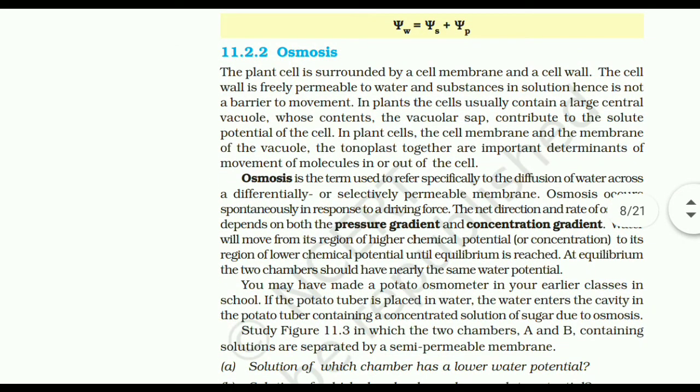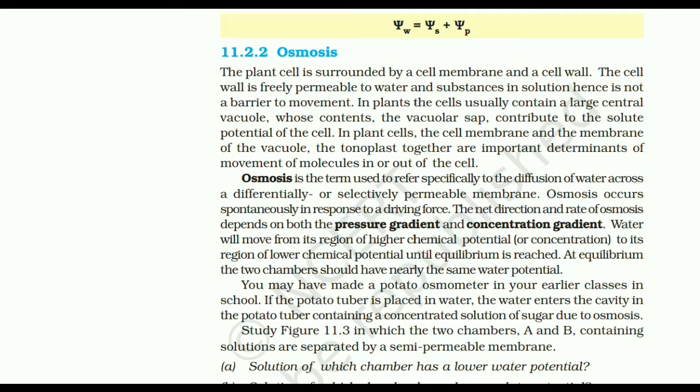11.2.2 Osmosis. The plant cell is surrounded by a cell membrane and a cell wall. The cell wall is freely permeable to water and substances in solution, hence is not a barrier to movement. In plants, the cell usually contains a large central vacuole whose contents, the vacuolar sap, contribute to the solute potential of the cell. In plant cells, the cell membrane and the membrane of the vacuole, the tonoplast, together are important determinants of the movement of molecules in or out of the cell.